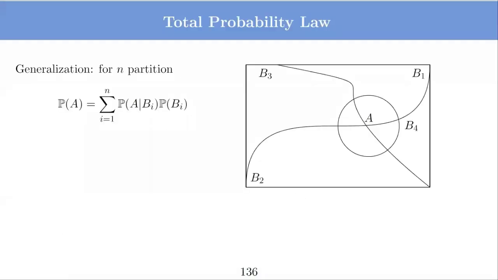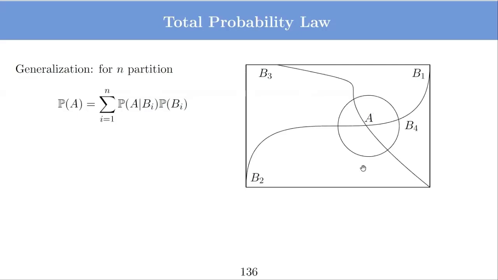Total probability law can also be extended for a general partition. Suppose there is a partition of n sets, where you are dividing omega into B1, B2, up to Bn. Then the probability of A would be given by the sum over all partitions of probability of Bi into probability of A given Bi. This denotes the probability of A intersection Bi.